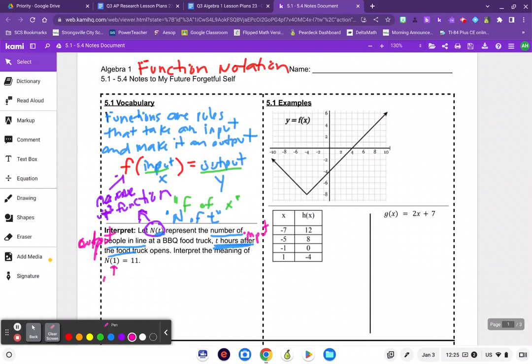Again, this 1 represents the input, and the 11 represents the output. In this notation, t is the input, so t is the number of hours. So we can say after 1 hour, the output is the number of people in line. There are 11 people in line, is how I would interpret that n of 1 equals 11. So we're going to have to do some interpreting, some understanding of what the notation represents.